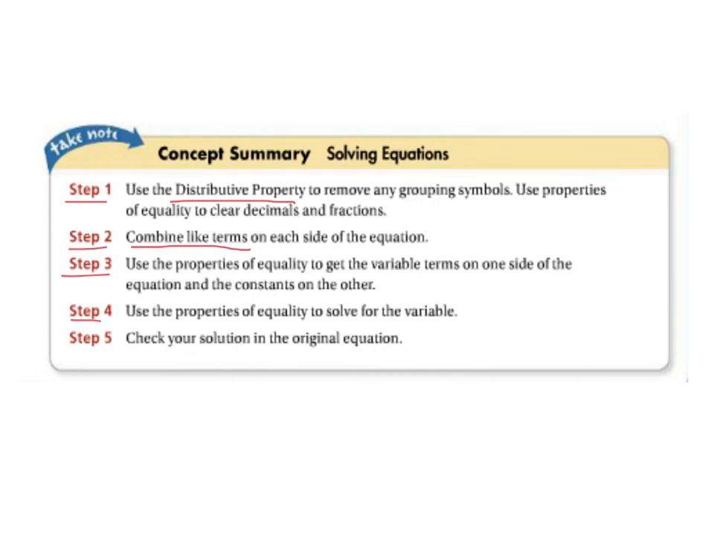And then step 3 is what we did today. Use the properties of equality to get the variable terms on one side. And then from there, you're going to have a two-step equation. So use the properties of equality to solve for a variable. Either it's going to be a two-step equation or a one-step equation. And then check your solution. You can do that if you want, if you have time. But if you're very careful in solving it, then you should know if you got it right or wrong. Okay? And that's it.